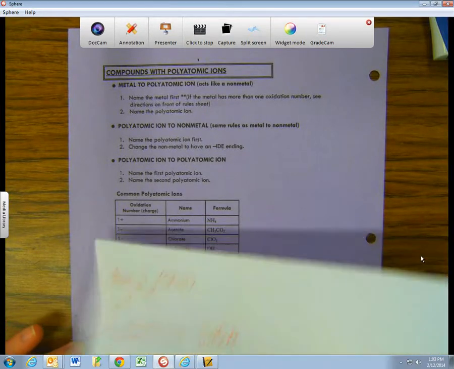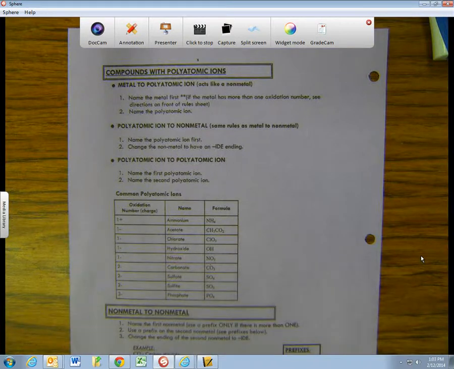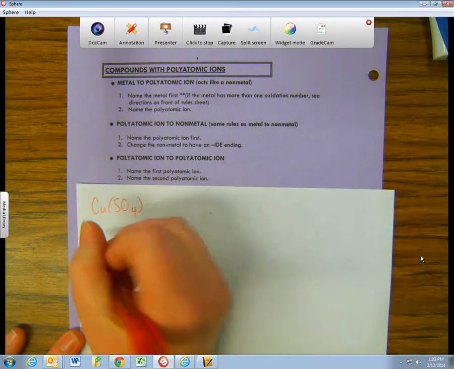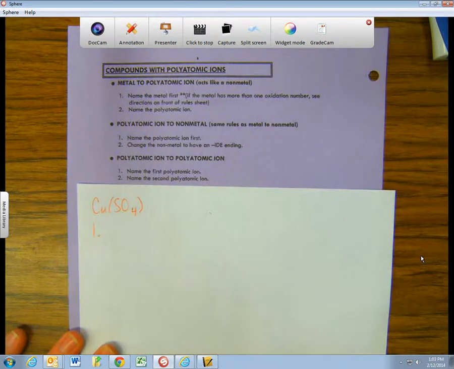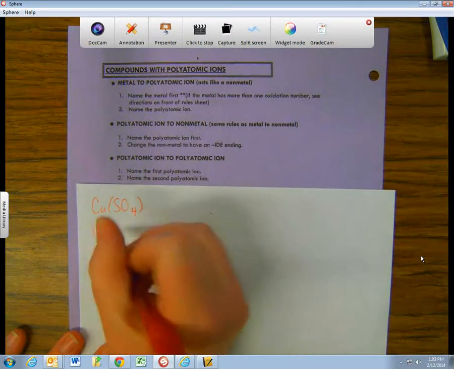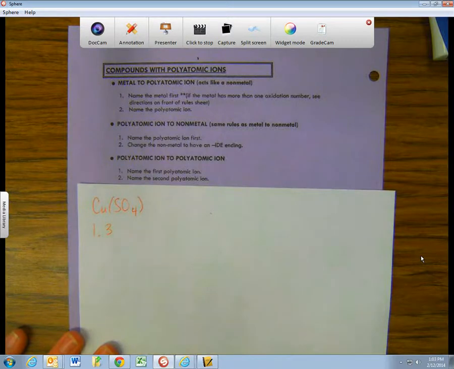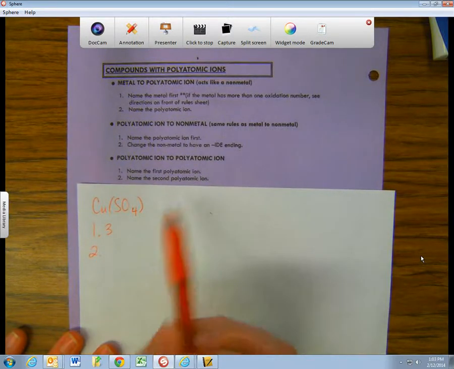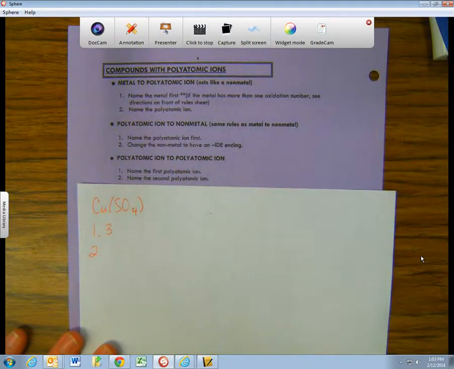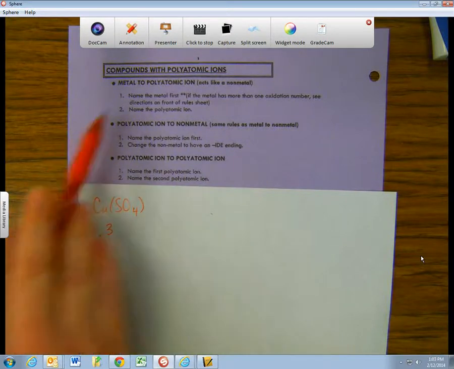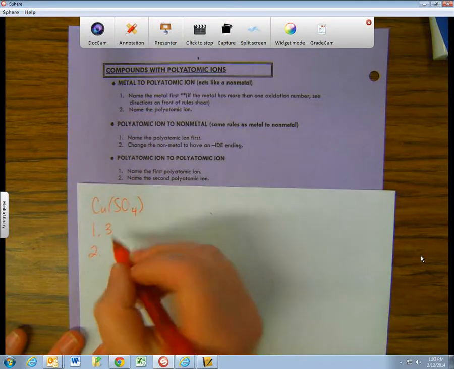So I'm going to count the number of elements, O, so that's 3. And then my second step is to flip over to here. So I start with a metal, so I'm going to name my metal first. It's copper. But copper is one of our metals that has more than one possible oxidation number, so I have to use math for this one.